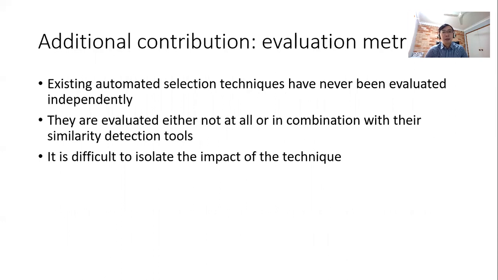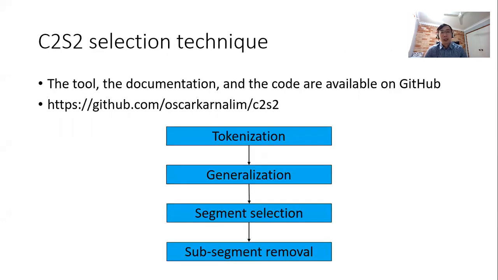As an additional contribution, we also propose evaluation metrics, because existing automated selection techniques have never been evaluated independently. They are evaluated either not at all or in combination with their similarity detection tools, so it is difficult to isolate the impact of the technique. C2S2 basically works in 4 steps: tokenization, generalization, segment selection, and subsegment removal. The tool, the documentation, and the code are available on GitHub. You can see the link on the screen or in the paper.